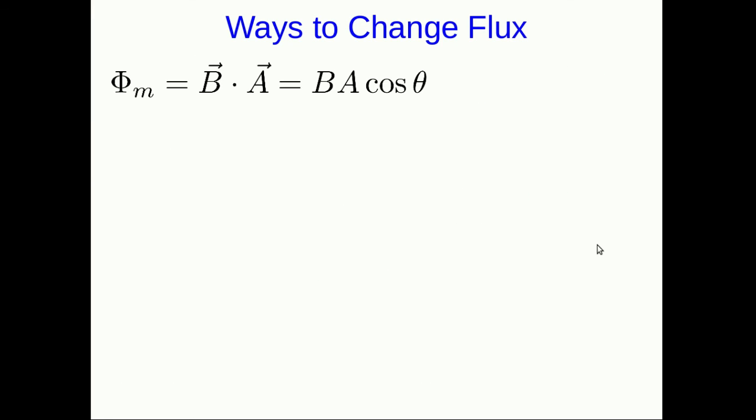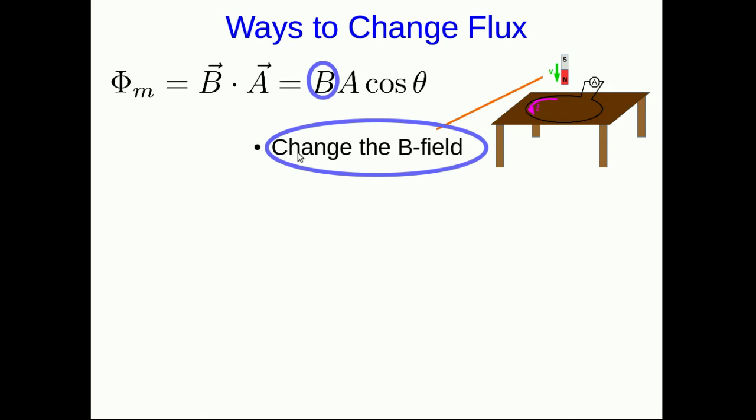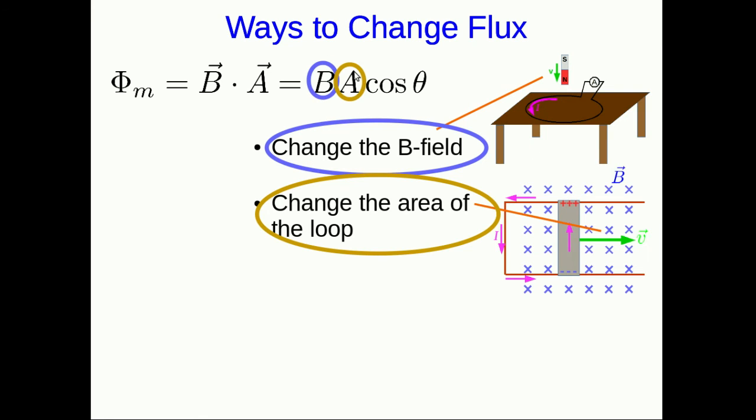So just remember that the magnetic flux is B dot A, or BA cos theta, and so that means we have several ways to change the flux. We can change the B field, for example, by moving a magnet, which is the source of the B field, inside a coil closer or farther away. So we can change the B. We can also change the A, such as by pulling a rod this way so that the loop gets bigger.